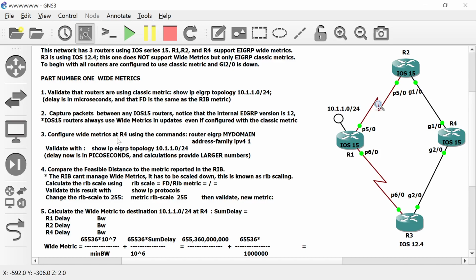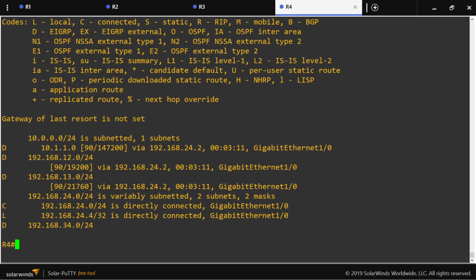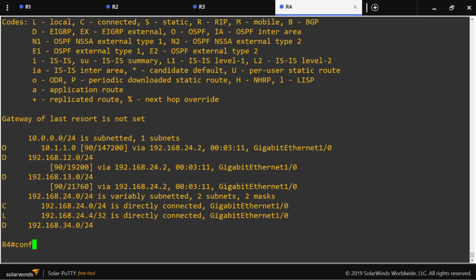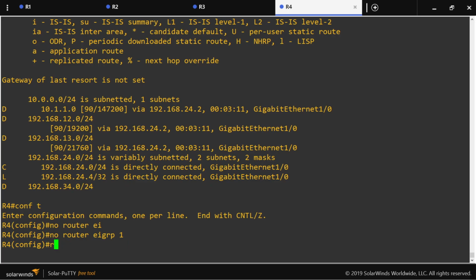Okay, let's go to action item number 3. Configure wide metrics at Router 4 using these commands. Validate with this command. The delay now must be in picoseconds, and the calculations will provide larger numbers. So let's go to Router 4 and configure it with wide metrics. Right now it is using classic metrics. So let's erase this configuration and enter the wide metrics configuration.